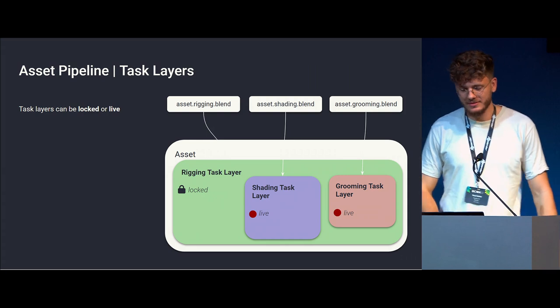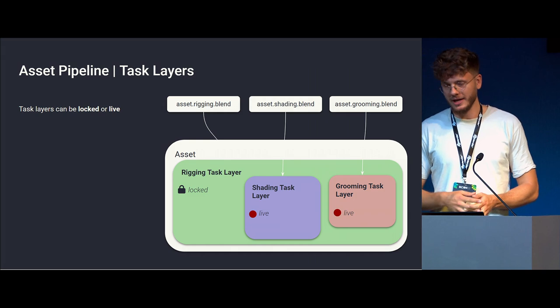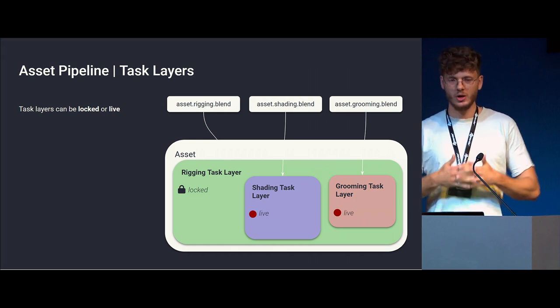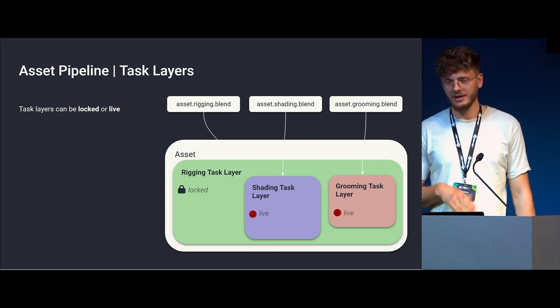And last but not least, task layers can be locked or live. A locked task layer cannot be changed anymore, meaning the data it owns just stays the same. And a live task layer, on the other hand, can still be updated.